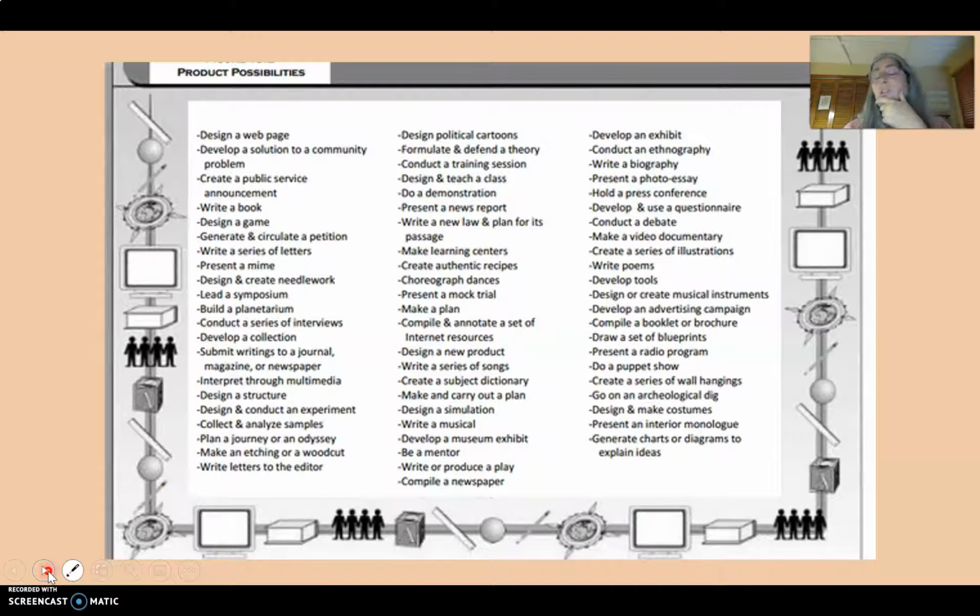And here you can see so many possibilities of different kinds of products. It does not always have to be a report. It does not always have to be a test. But it does have to fit your learning objectives and your students.